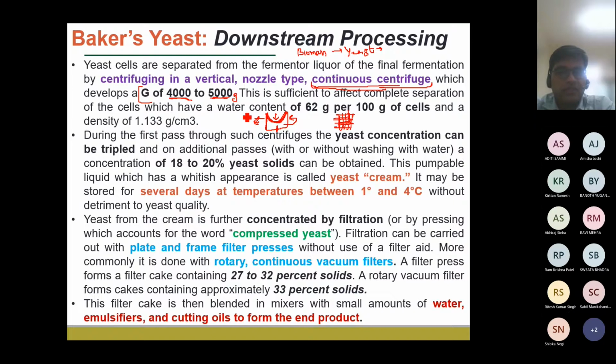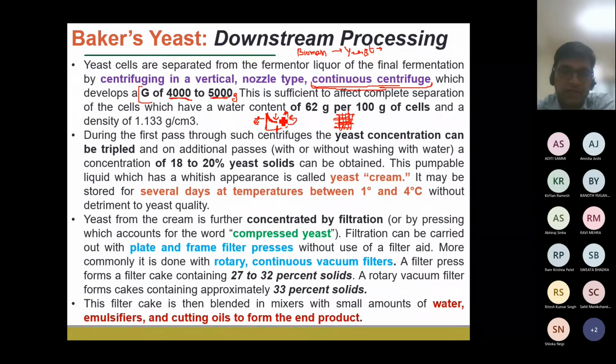So this is the only final step by which we can separate out the biomass. And then this biomass can be used directly, because this particular biomass is being directly used in the food industries. Baker's yeast, as the name suggests, is used in the bakery industries for quite long. So this particular product is then dried, or it is then added with adequate concentration of moisture to make different types of products.